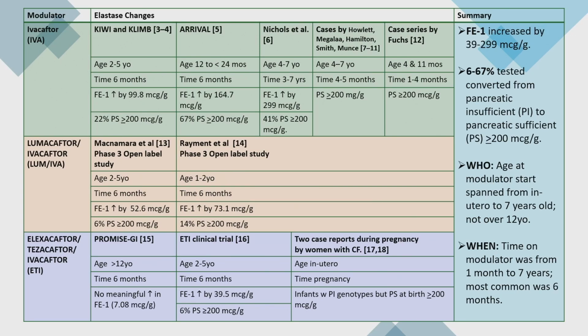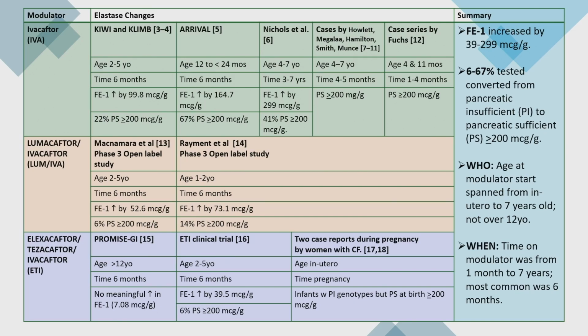So this table has the changes in elastase that we know of, some of which Dr. Mehta already went through for ivacaftor, lumacaftor-ivacaftor in the peach area, and ETI in the purple area at the bottom. But if you'll follow with me to the column at the far right in blue, that's a summary of all of this. So this is what we knew at the time when we tried to create our clinical guideline for our center. The first one is that the elastase increased by anywhere from 39 to 299 points on modulator. Anywhere from 6% to 67% who were tested converted from pancreatic insufficient to pancreatic sufficient with a value greater than 200 on elastase.